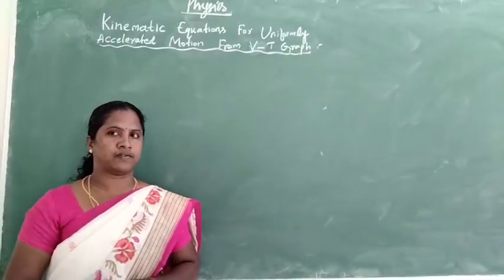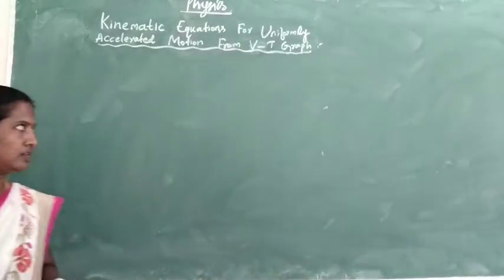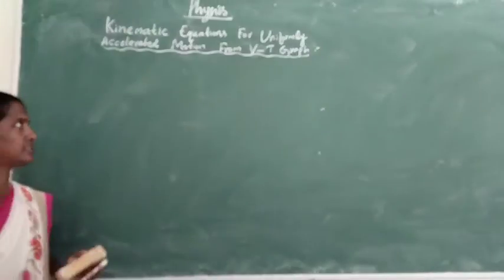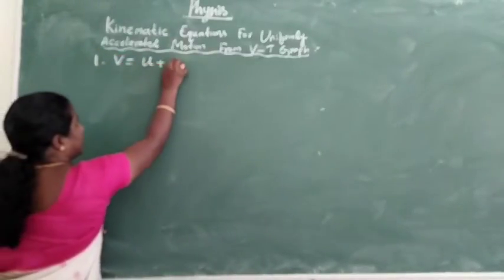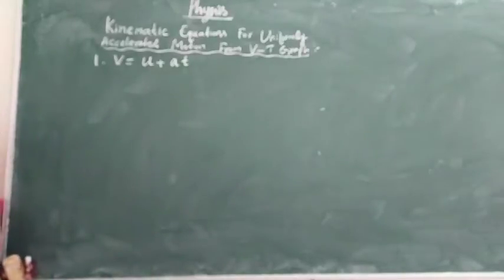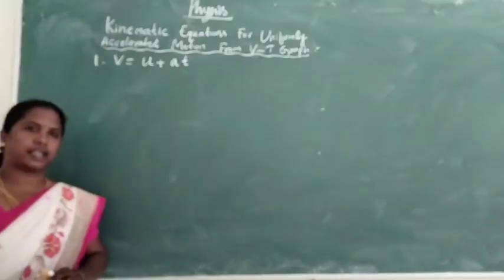First we will start with the first equation of motion. All of us already know, we have studied in the 9th class, the first one: V is equal to U plus AT. So let us derive V is equal to U plus AT.